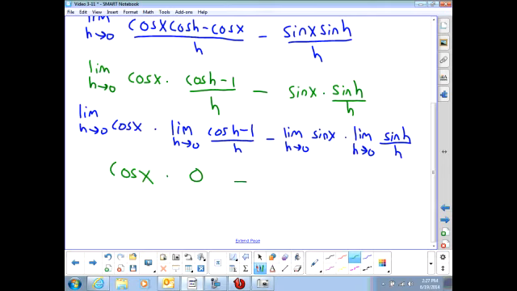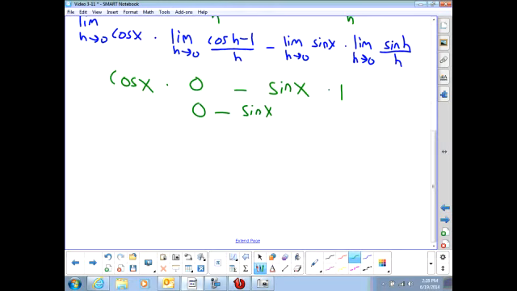Minus the limit as h approaches 0 of sine x. Well, there's no h's in there, so it's just sine x. And the limit as h approaches 0 of sine h over h, we saw that's 1. Cos x times 0 is 0. Minus sine x times 1 is sine x. So we end up with negative sine x as our derivative of cos x.